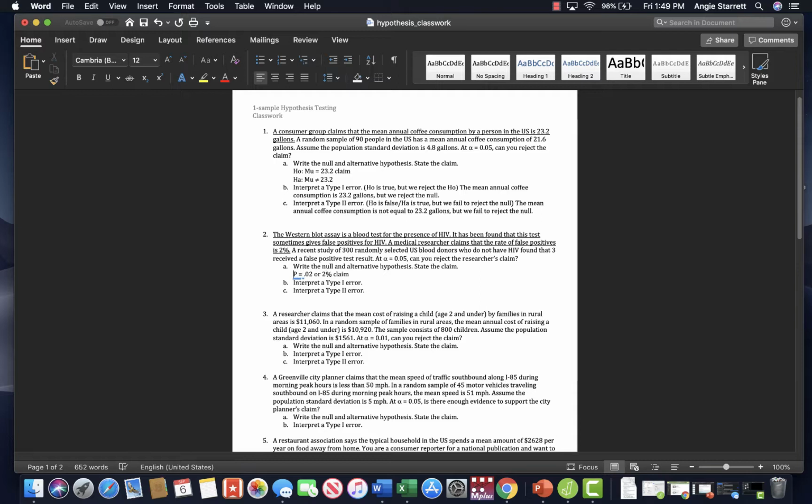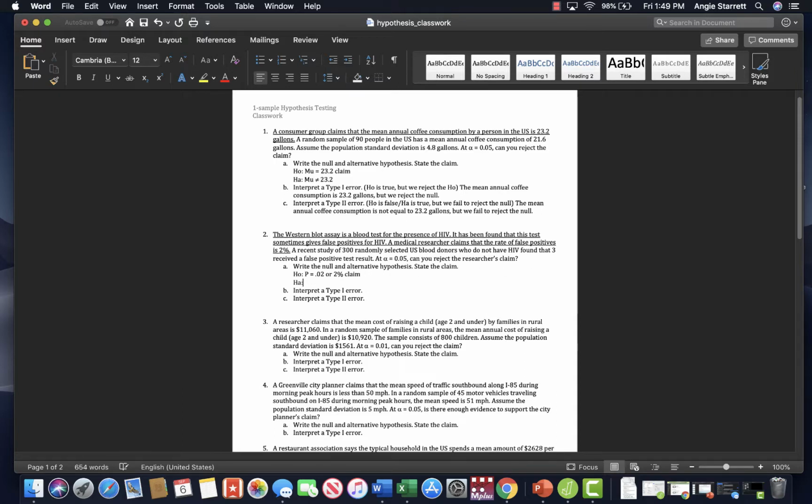It contains an equal symbol, so that is our null. Now we just need to write our alternative, and that would be p, and I'm going to copy our not equal to 0.02 or 2%. All right.